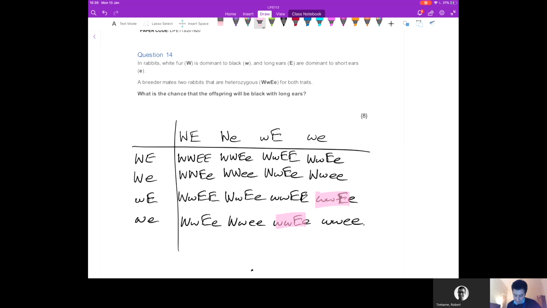I made a mistake. Have I made a mistake somewhere? No, I was right. It's those three. Just those three means that I've got the recessive color. So it's going to be black. And I'm going to have the dominant ear length, which is long ears.